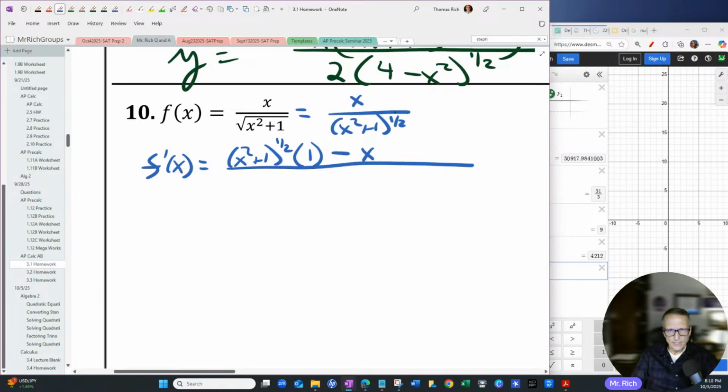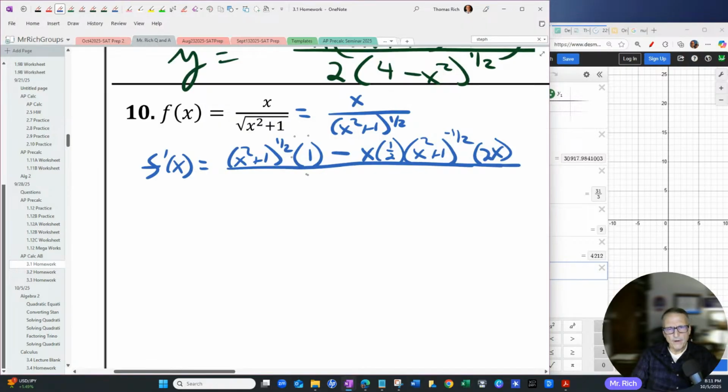I'm going to take the 1/2 and bring that to the front, leave the inside part alone, x squared plus 1, and then reduce that exponent by 1. But then I need to multiply by the derivative of the inside part, 2x. The derivative of x squared plus 1 being 2x.